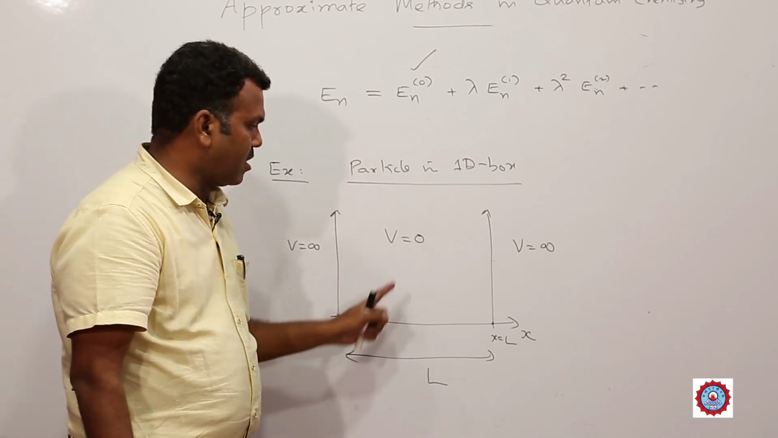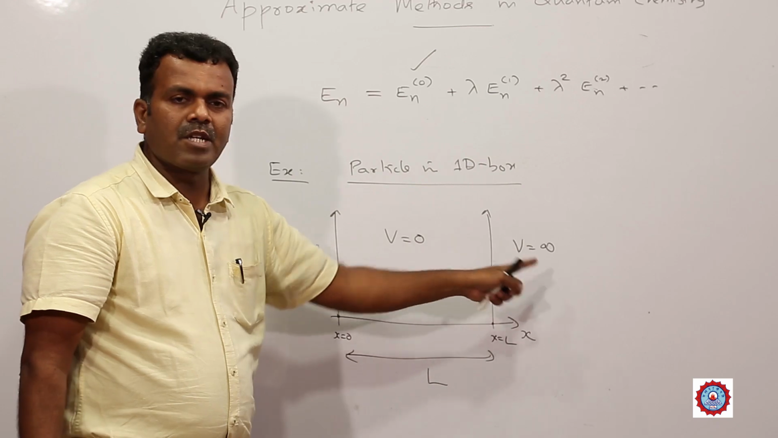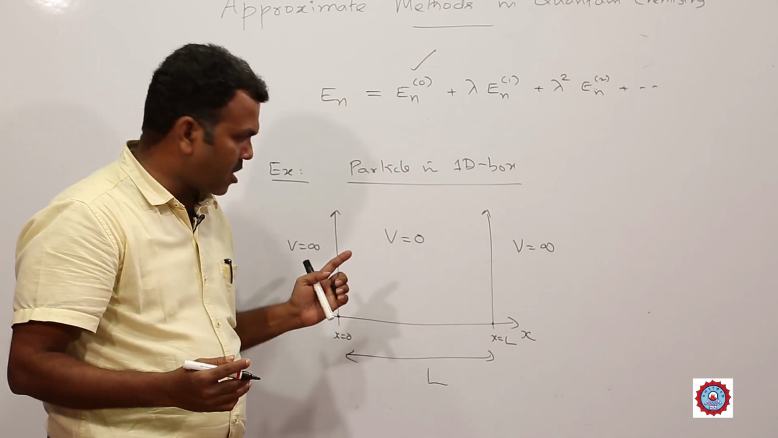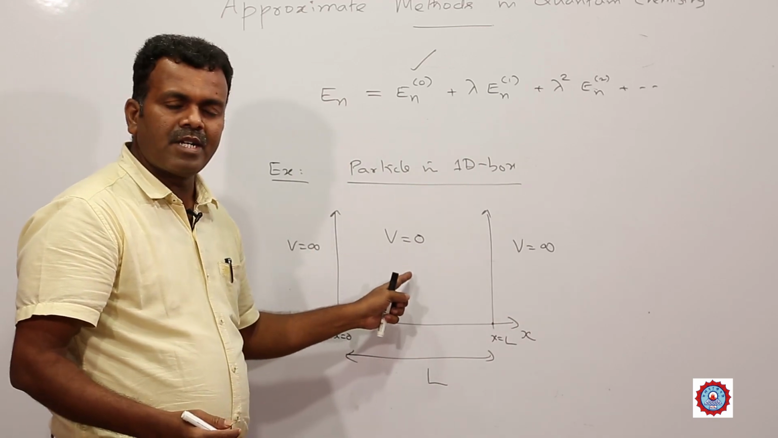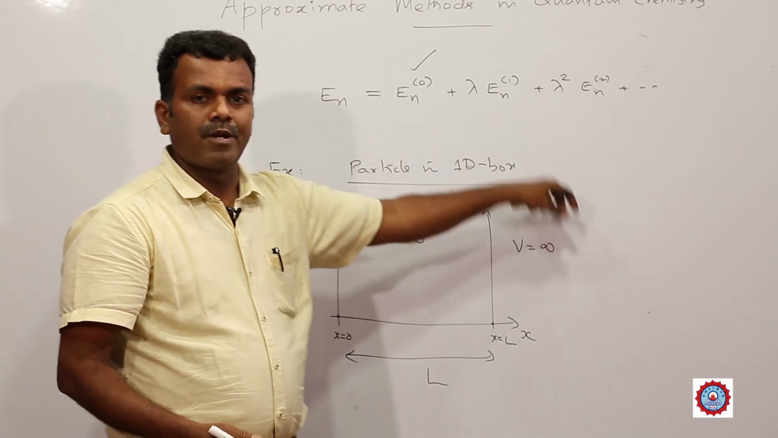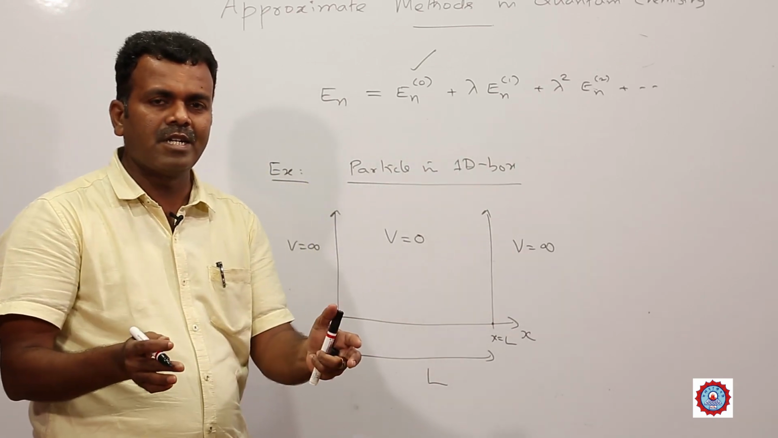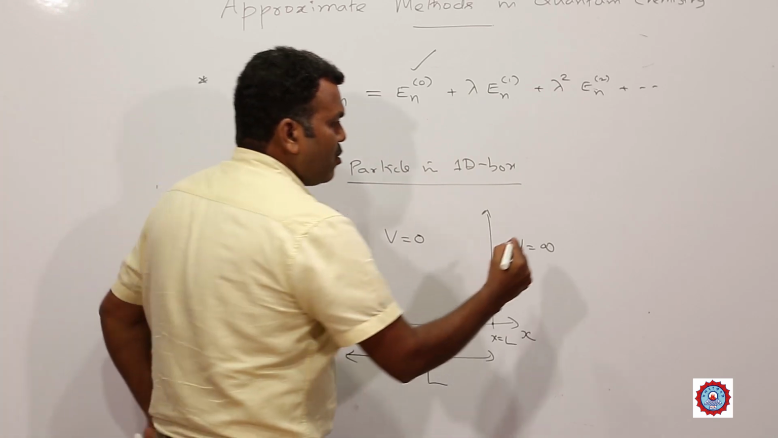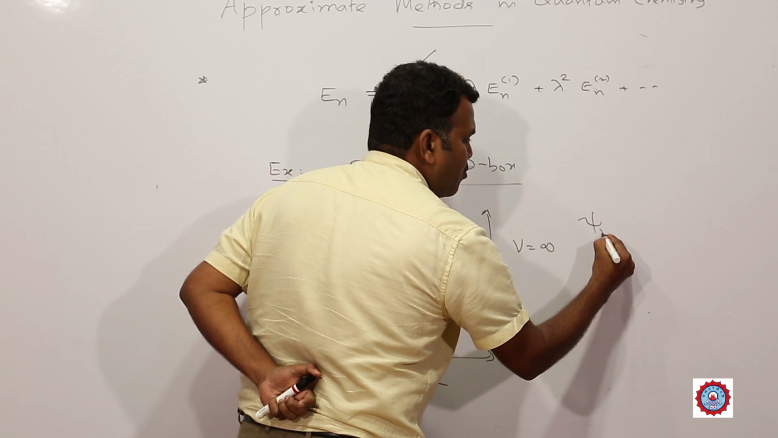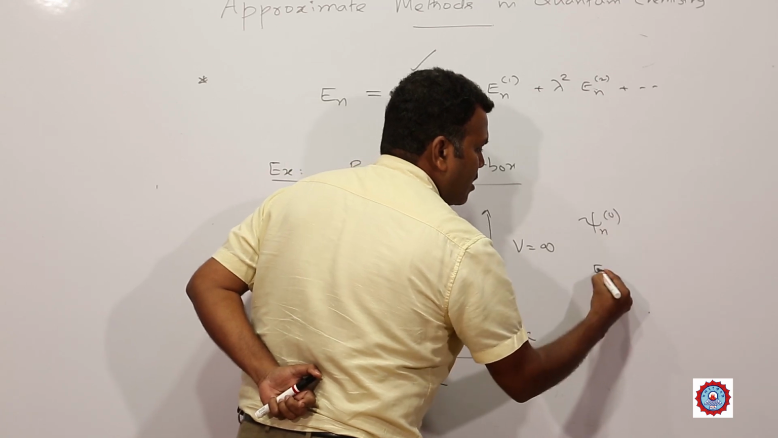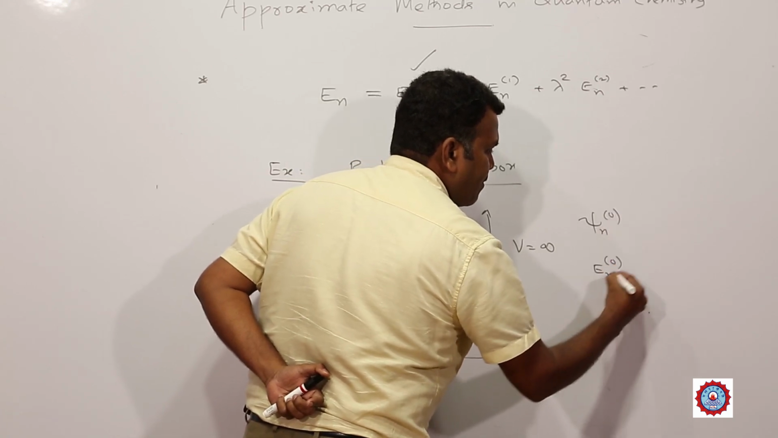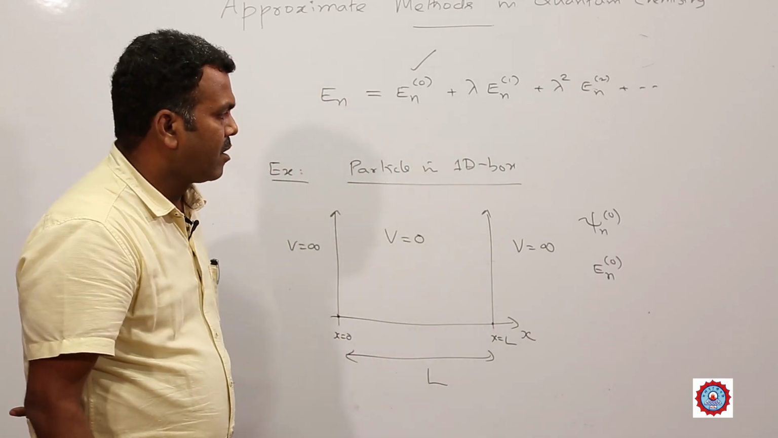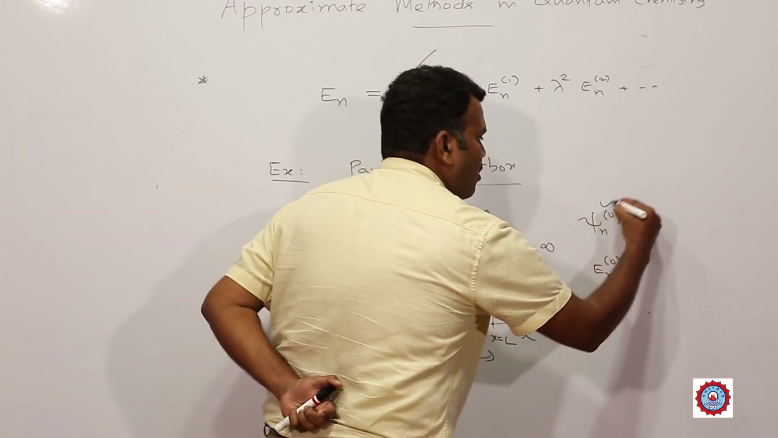Potential energy inside is 0 and potential energy outside is infinite, such that the particle present inside the box cannot jump out. So, the particle is restricted inside the box only, right. Now, in this case you might have derived the expression for energy and wave function, okay. So, these things you know already.